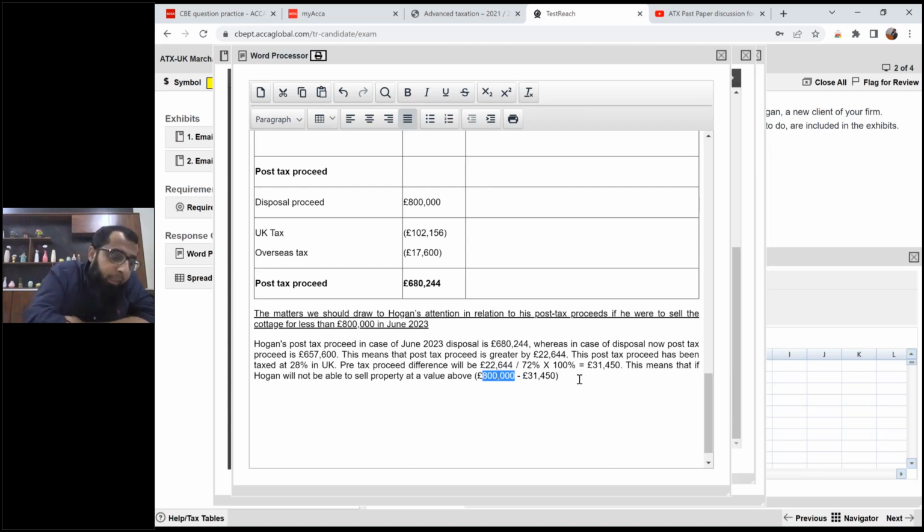Okay, 800,000 pounds minus 31,450 pounds is 768,450 pounds. Then his post-tax proceeds will be lesser in case of disposal in June 2023.